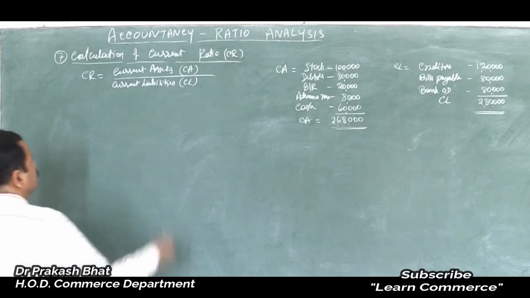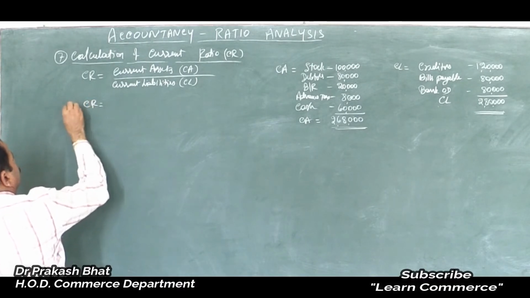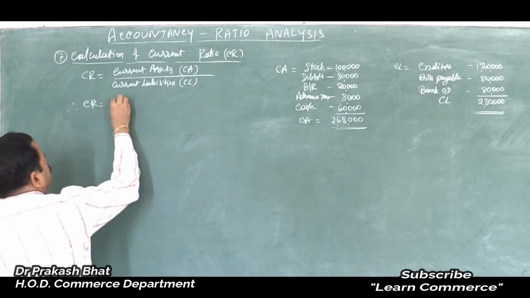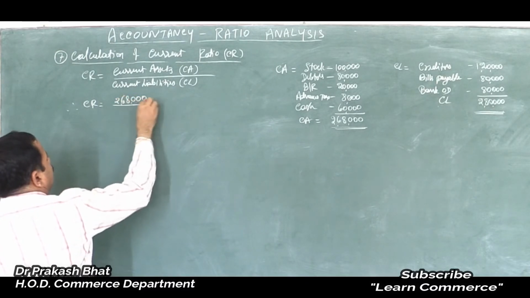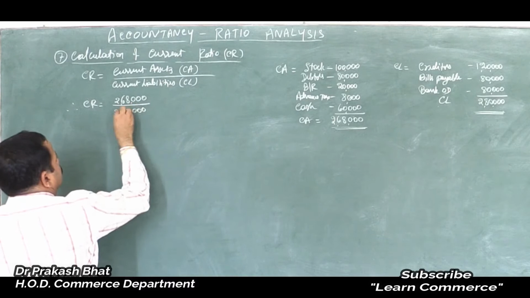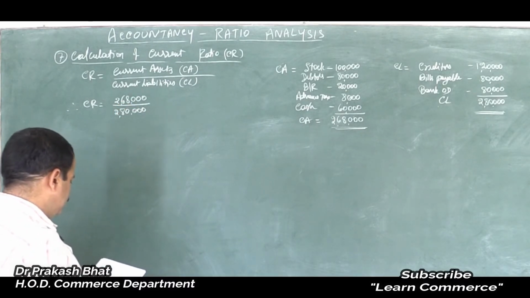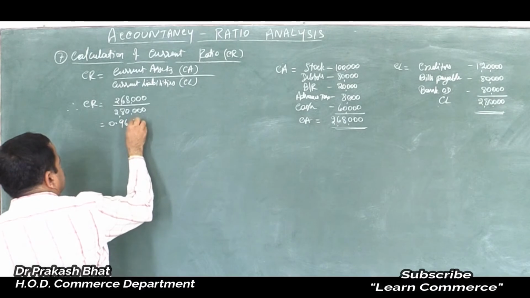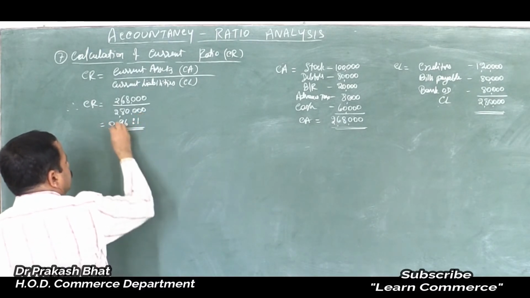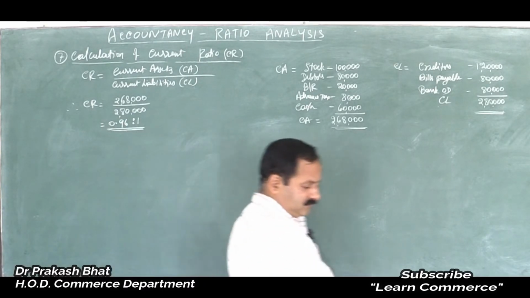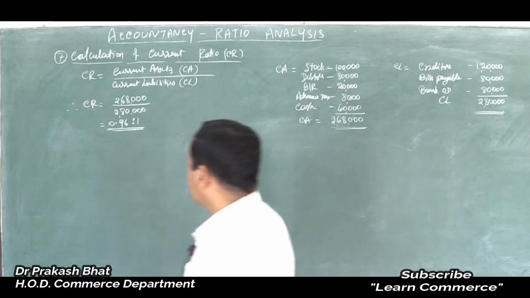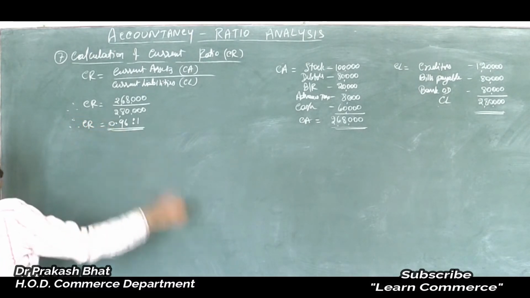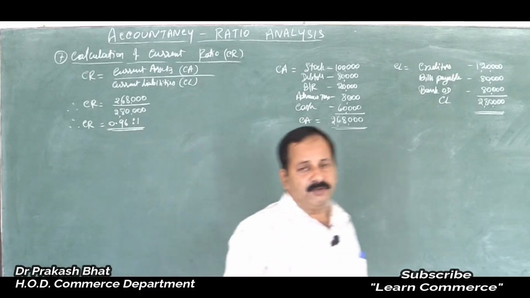Current ratio is equal to 268 divided by 280, that is 2,80,000, right? Is equal to 0.96 is to 1. Yes, this is what the current ratio is. Therefore, current ratio is 0.96 is to 1. That is what you have to do.